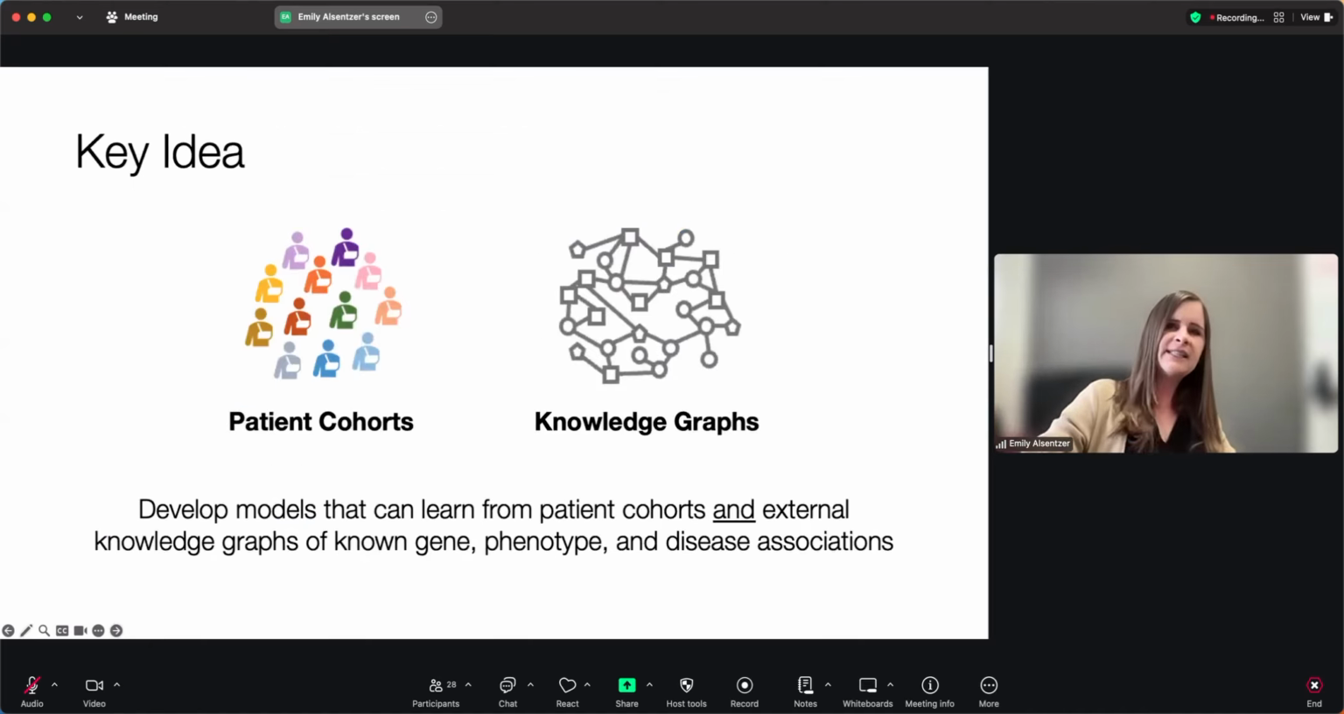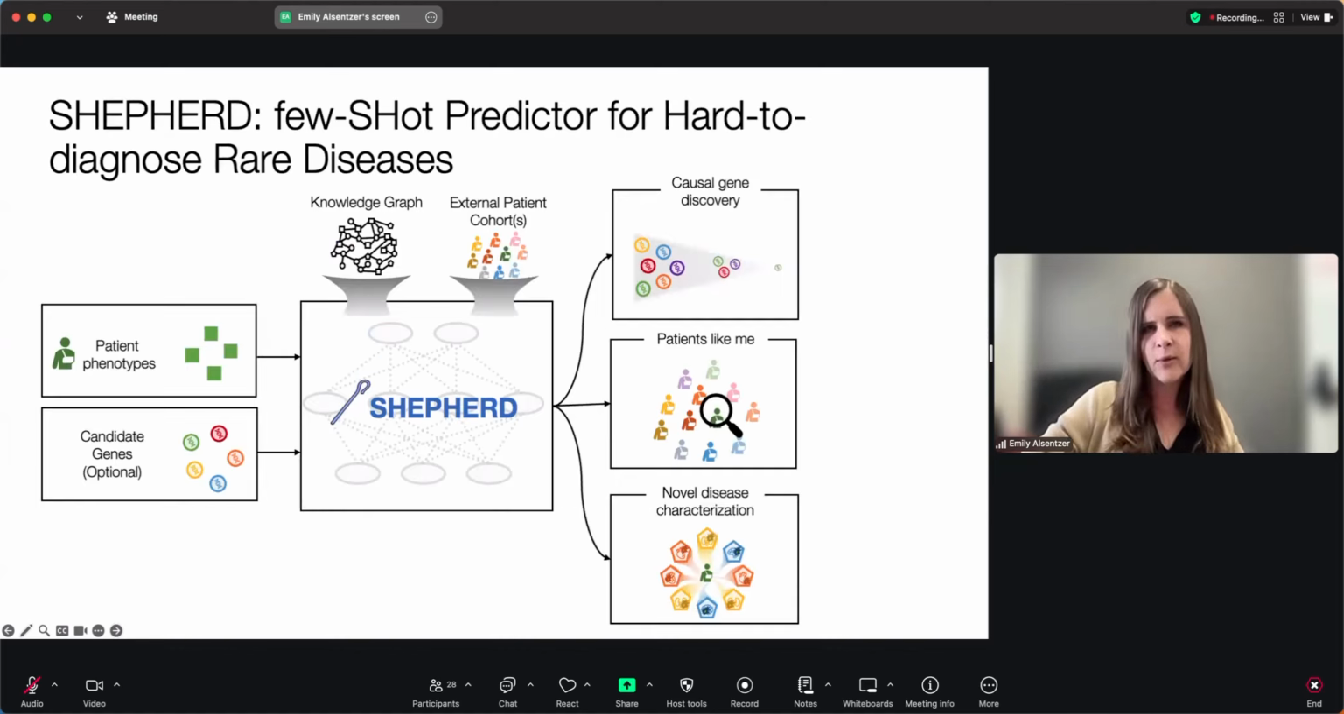So to address these challenges, our key insight here was to develop a model that can both learn from patient cohort data as well as incorporate external knowledge graphs of known gene, phenotype, and disease associations. And in particular, we created what we call Shepherd, a few-shot predictor for hard-to-diagnose rare diseases. So Shepherd is a deep learning approach that incorporates external knowledge to, again, be able to learn from that limited data and generalize to new, never-before-seen genetic conditions.